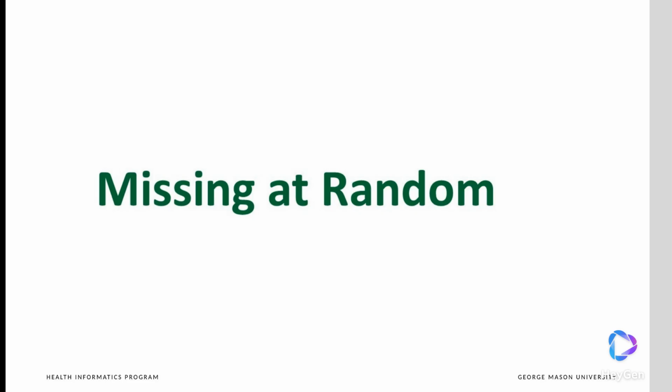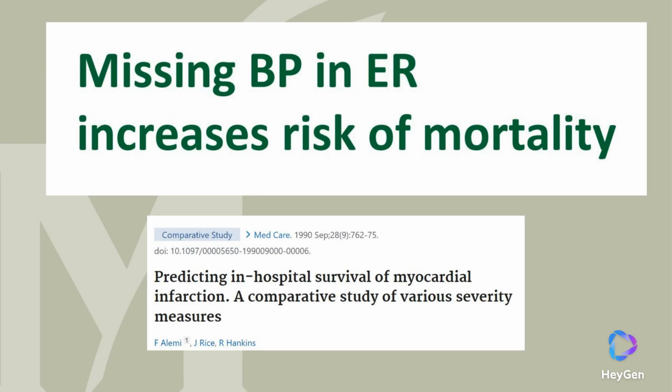Variables can go missing in two ways, at random or not at random. If information is missing at random, there are fewer concerns about how the missing variable is treated. Let us look at an example. In this study, when blood pressure was missing, it was not at random, it increased the risk of mortality.